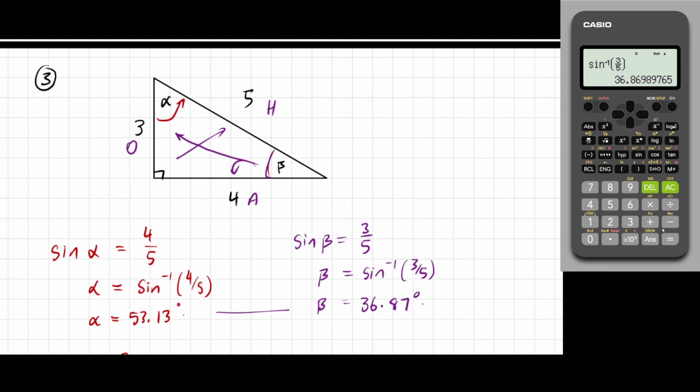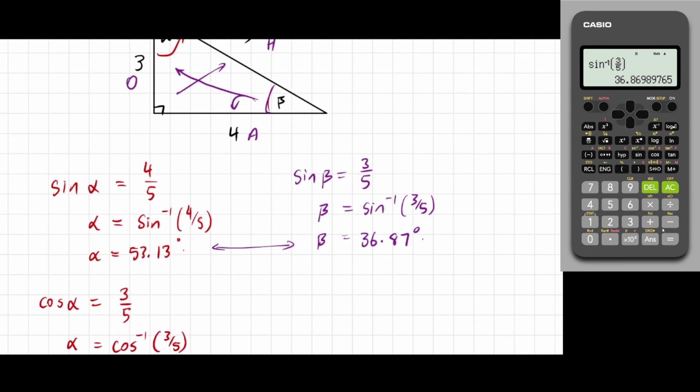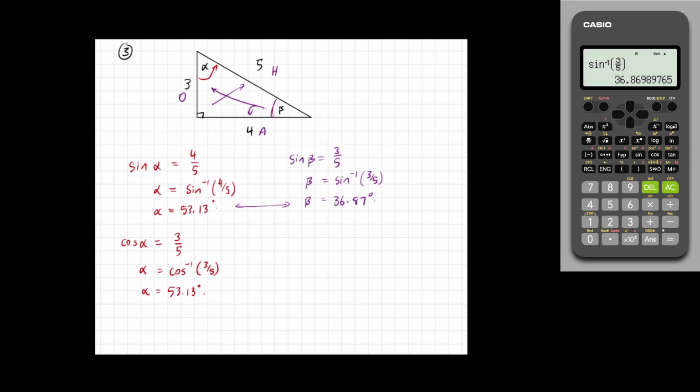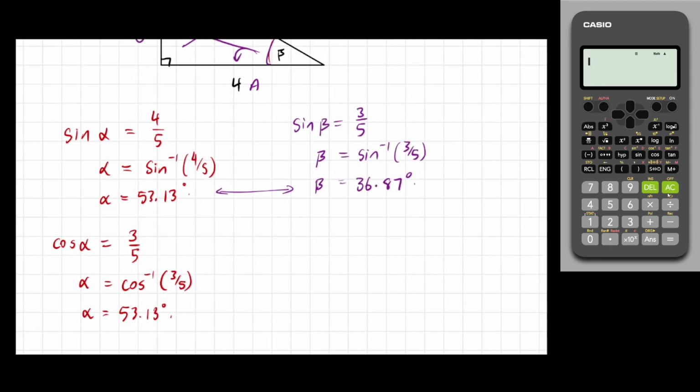So what do you notice about these two here? I'm hoping you notice that when you add these two up, it adds up to 90 degrees. And to double check, 53.13 plus 36.87 is equal to 90. We know they should add up to 90 degrees, because it's a right angle triangle, one of the corners is 90 degrees, so the other two must also add up to 90 degrees to make the 180.